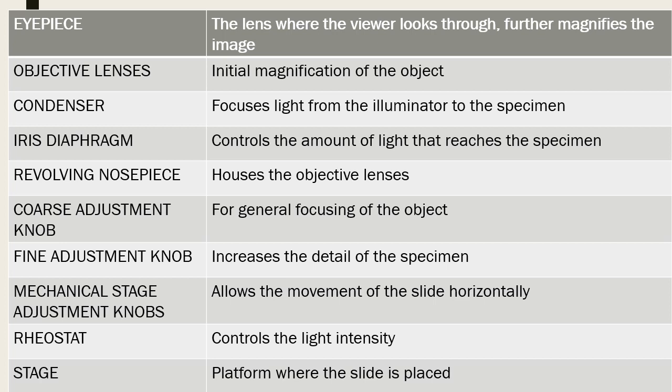Okay, and so your rheostat will control the light intensity. And so you control the light intensity. And then your stage, of course, is the platform where your slide is placed. Okay, and so you also have your stage clip and your interpupillary distance scale, and so on, which are also present in your microscope.